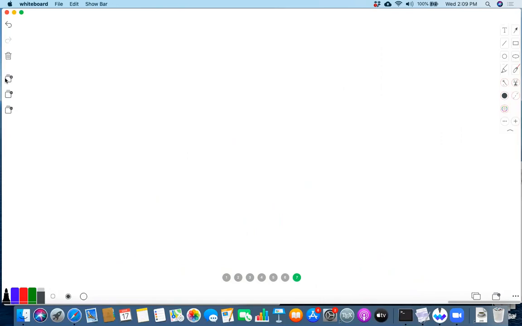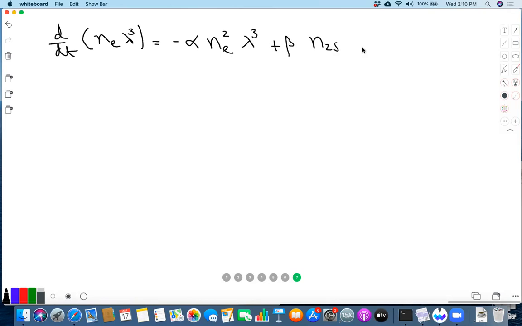Okay, so let me write this equation again, and let's see how to calculate these things. d/dt of n_{nl} is minus alpha n_e squared plus beta n_{2s}. Now this alpha can be calculated.